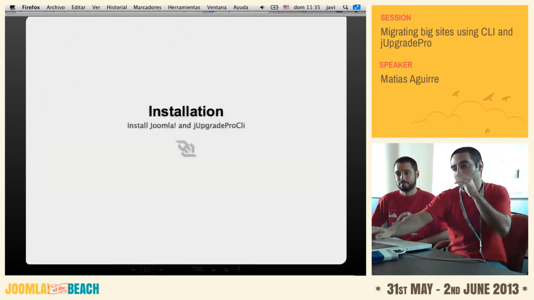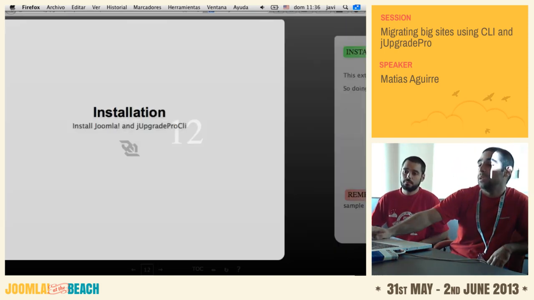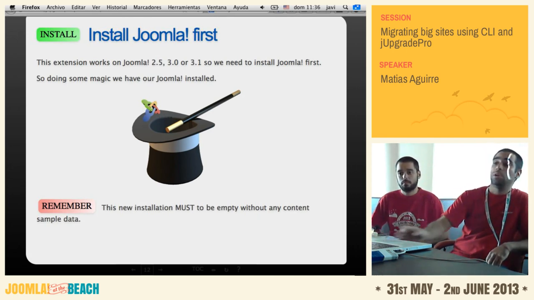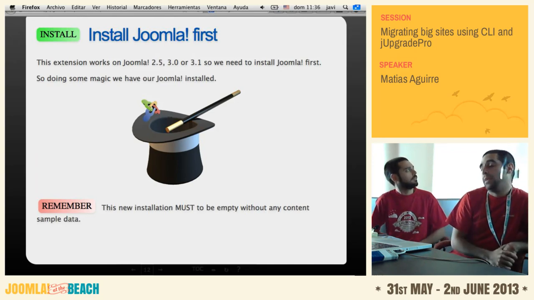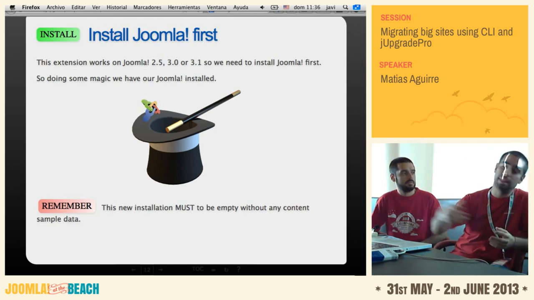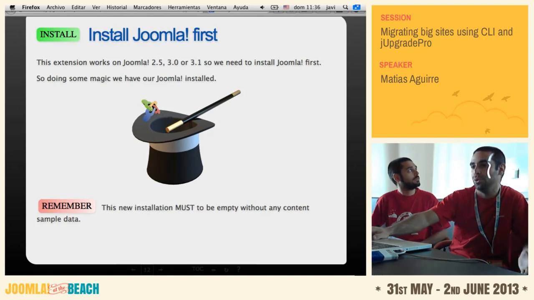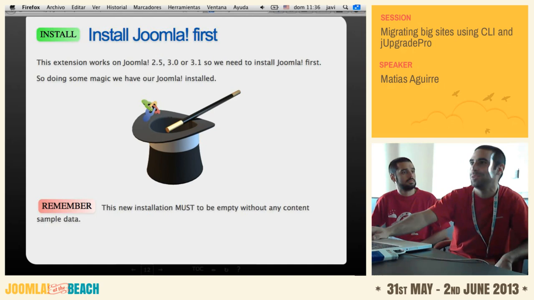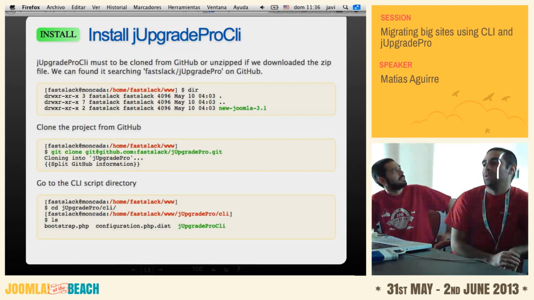So we will start with the installation of this script. The first step is to install one clean Joomla 2.5, 3.0, or 3.1. Remember that it must be empty, because we will get the data from the old site. So you will do some magic and install your Joomla. I think I don't need to explain how to install Joomla. Now, install jUpgradePro. So we have our roots.